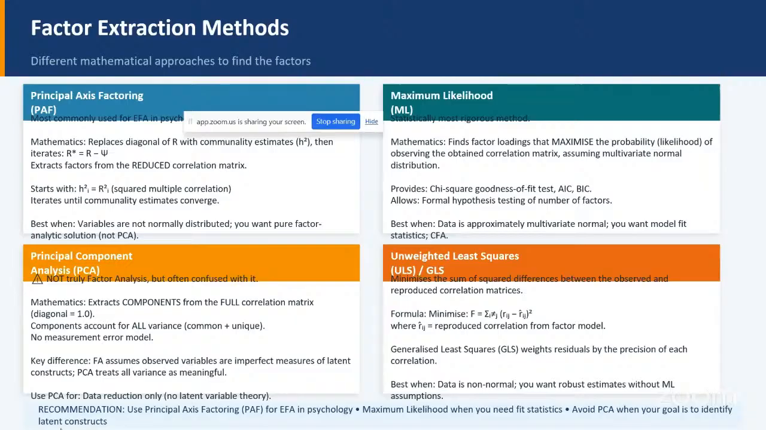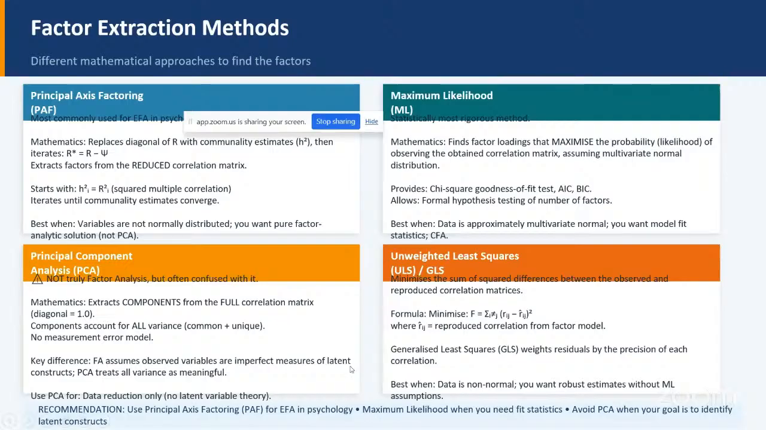Then the GLS, that is the generalized least squares method. The exact formula is R_i minus R_i hat. What is R_i hat here? Reduced correlations from the factor model. Where to use? When data is not normal. For normality, we use MLE, that is maximum likelihood. When data is not normal, we go to the generalized method, that is GLS, generalized least squares.